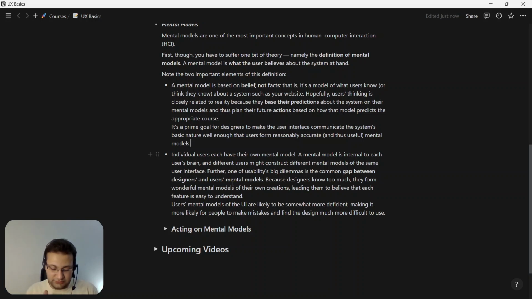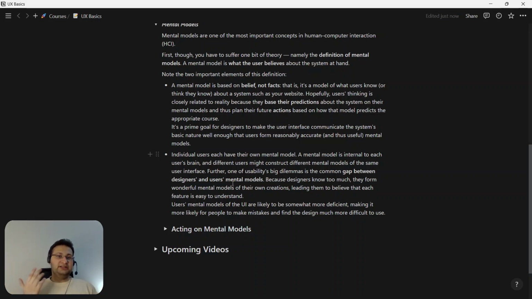But what happens? There's this gap between how a designer thinks and how a user thinks. So it's very important for the designer to think from a user's perspective, from their mental models. That's where user research comes in. It's very helpful. Users' mental models of the UI are likely to be somewhat more deficient, making it more likely for people to make mistakes and find the design much more difficult to use.